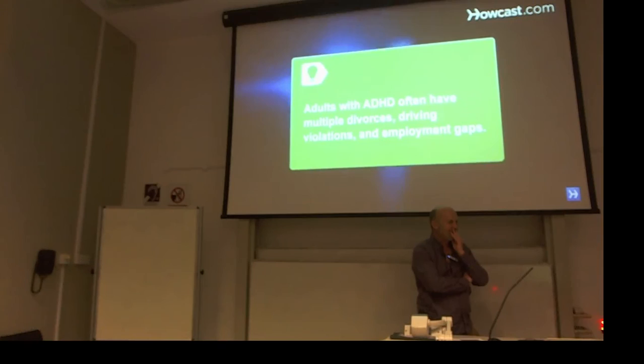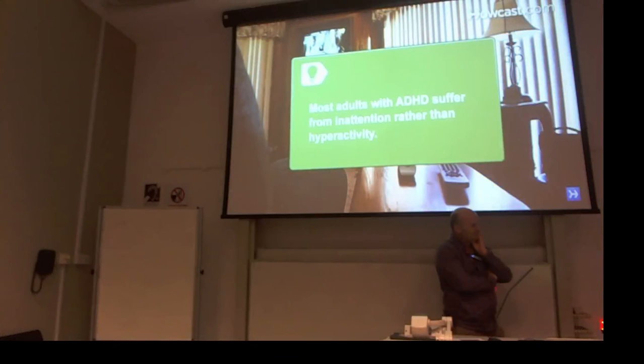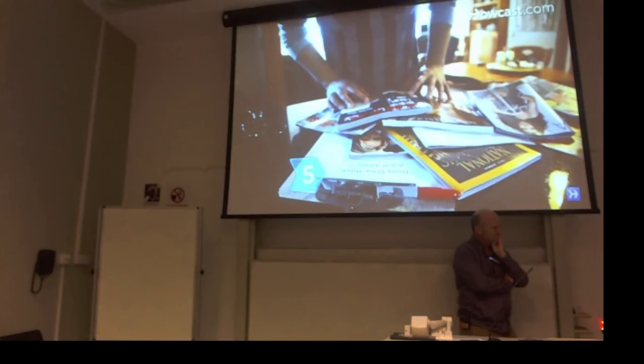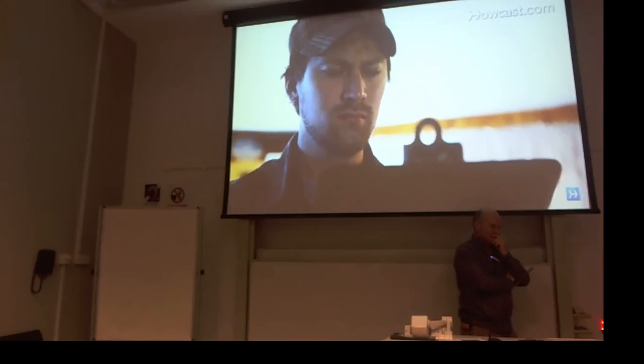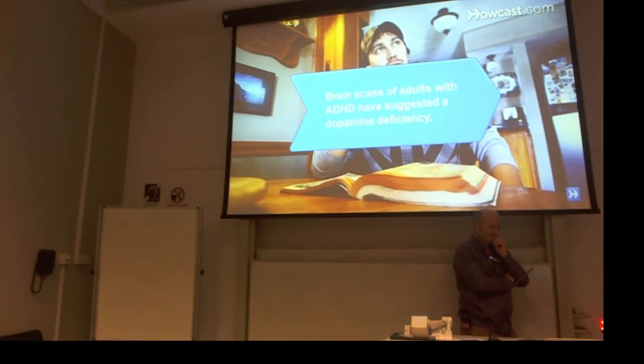Step 4. Know the criteria for ADHD in adults. 6 or more symptoms of inattention or hyperactivity that have lasted at least 6 months, causing trouble in 2 or more areas of their life, like marriage or work. Adults with ADHD are more likely to suffer from inattention rather than the physical hyperactivity associated with childhood ADHD. Step 5. If you recognize yourself or a loved one in these symptoms, consult a mental health professional. Adult ADHD can be controlled with medication and therapy. Did you know? Brain scans of adults with ADHD suggested a flaw in the way they process dopamine, the brain chemical that plays an important role in motivation, reward, working memory, and learning.